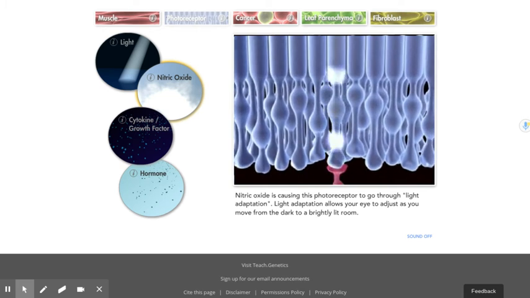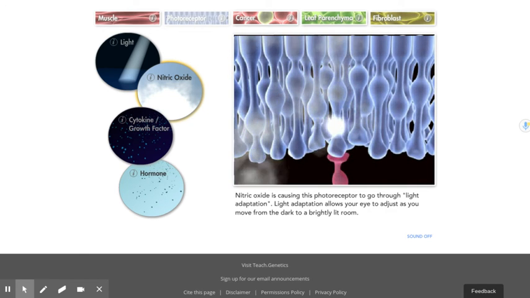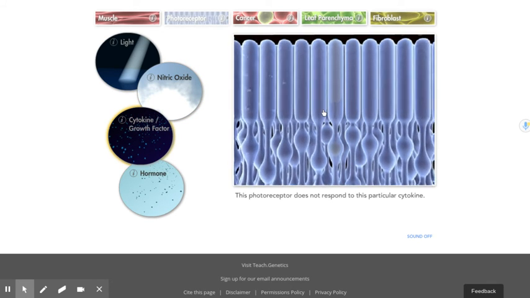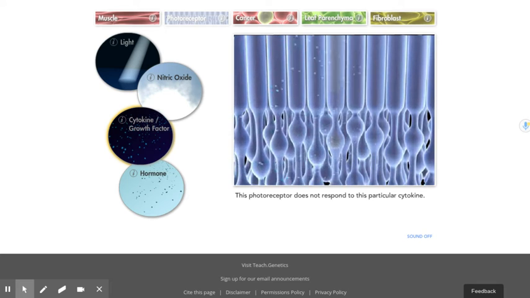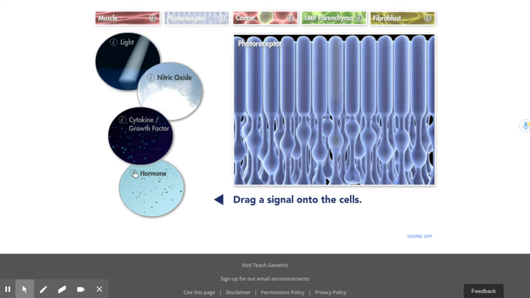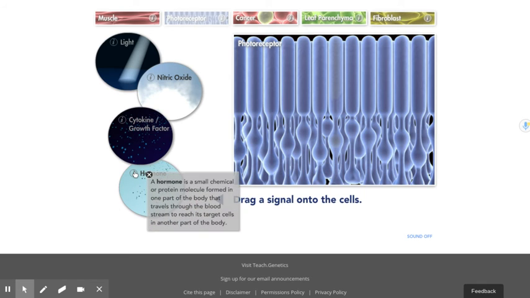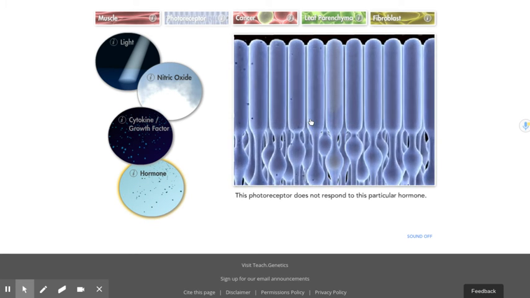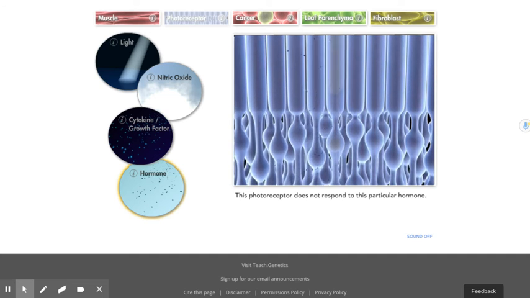Nitric oxide is causing this photoreceptor to go through light adaptation. Light adaptation allows your eye to adjust as you move from the dark to a brightly lit room. This photoreceptor does not respond to this particular cytokine. This photoreceptor does not respond to this particular hormone.